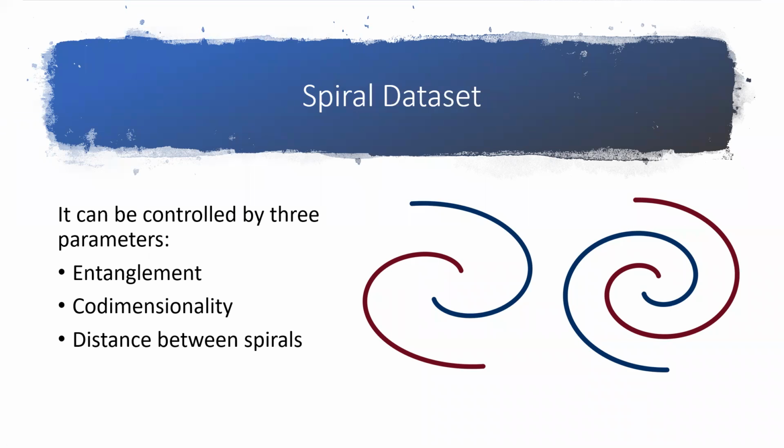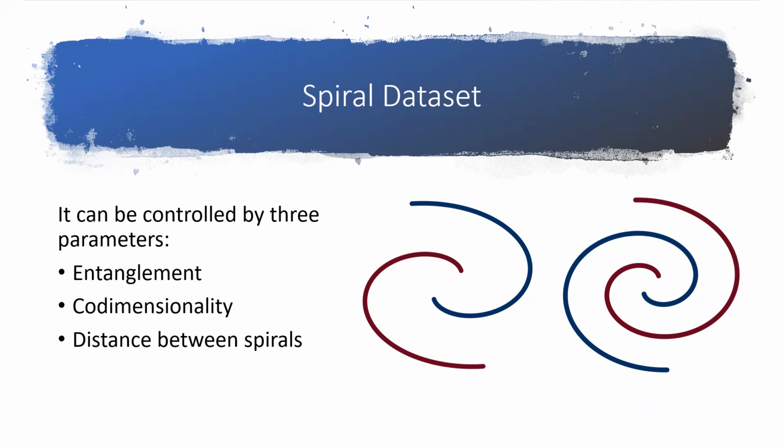It was mostly chosen for two reasons. Firstly, because it is quite challenging to many classifiers. And secondly, because those are two Archimedean spirals with the same point of origin. So they are very easy to mathematically describe and control by parameters.